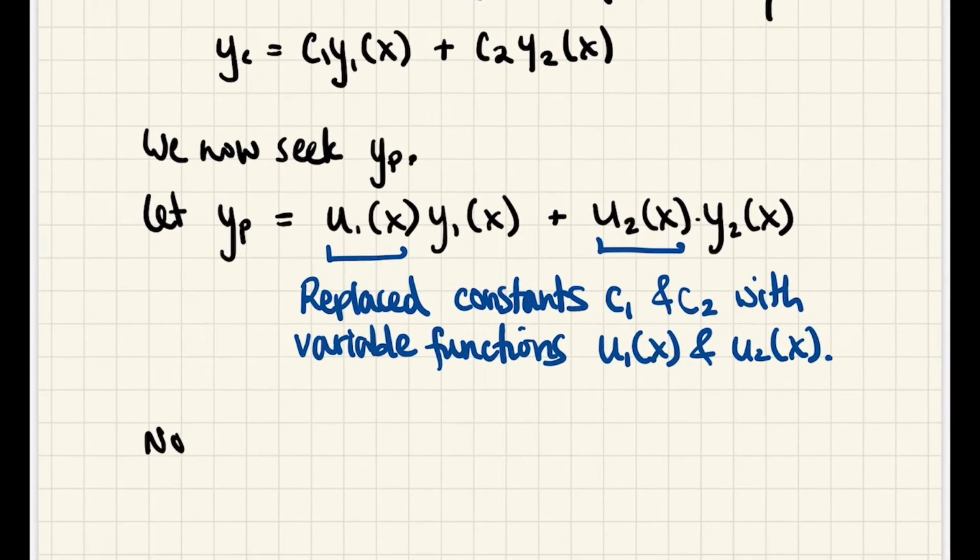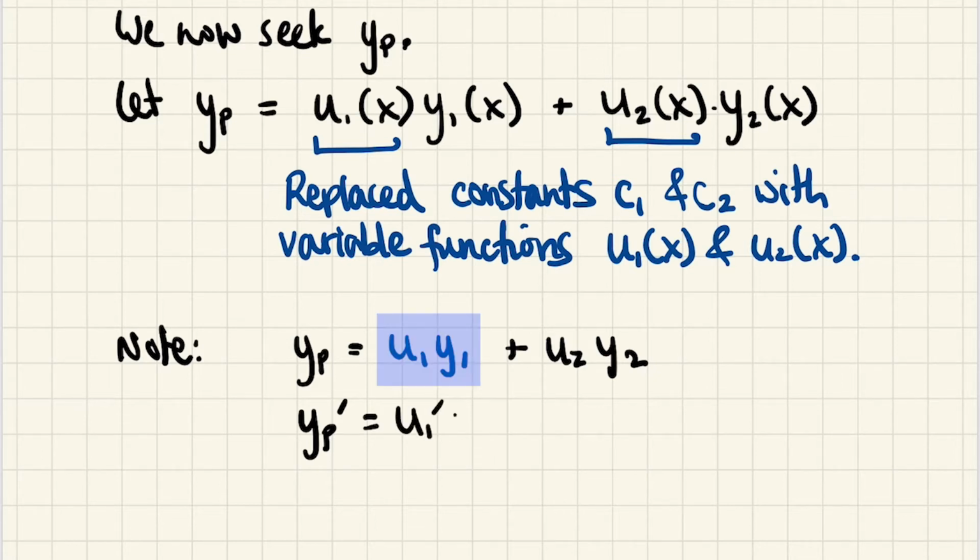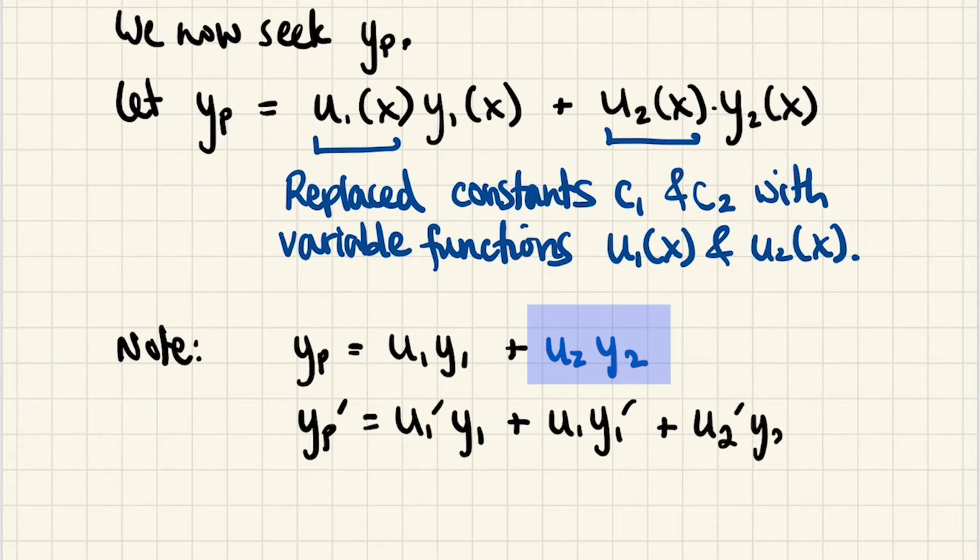So let's note something. yp, of course, is u1 y1 plus u2 y2. And let's just remember those are functions, so I don't want to write of x next to each one for notational convenience. The first derivative of this thing is going to require the product rule on both terms. So we have u1 prime y1 plus u1 y1 prime plus u2 prime y2 plus u2 y2 prime.